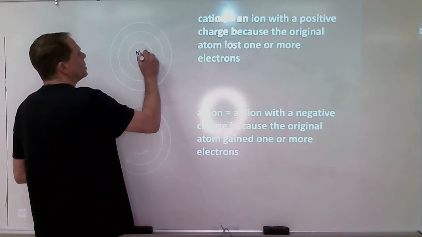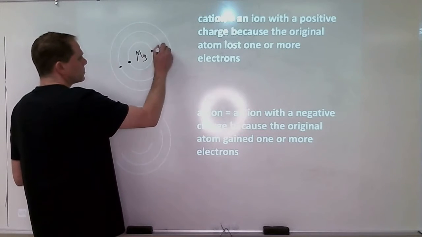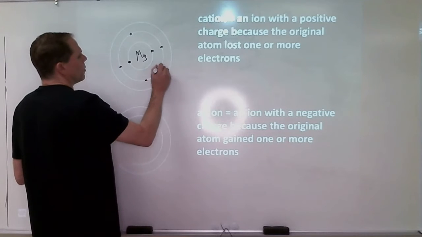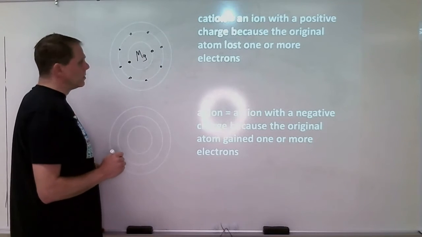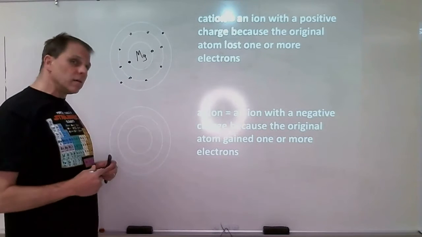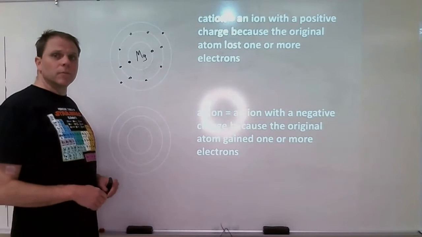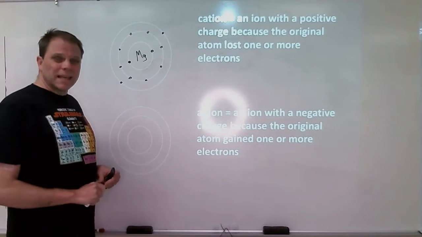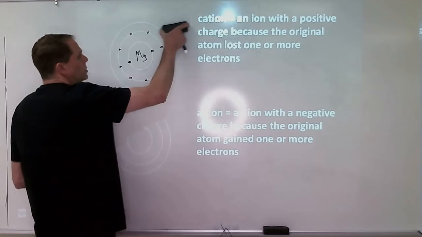How about magnesium? Let's do magnesium. Magnesium has 2 electrons in the first energy level, 1, 2, 3, 4, 5, 6, 7, 8 electrons in the second energy level, and it's got 2 electrons in its last energy level, in its third energy level. Okay, and so what kind of an ion is magnesium going to form? Well, it wants to get to 8. The best way it can get to 8 is by getting rid of 2.